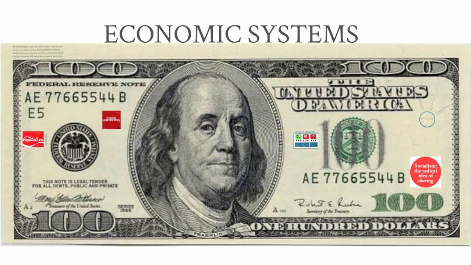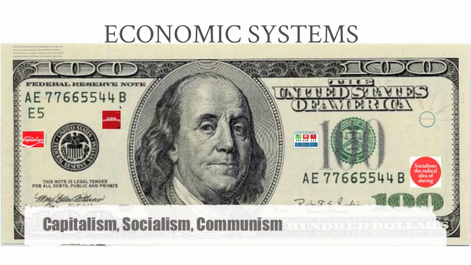Alright, so in today's tutorial I want to talk about economic systems. We're going to talk about three types of economic systems today: capitalism, socialism, and communism.